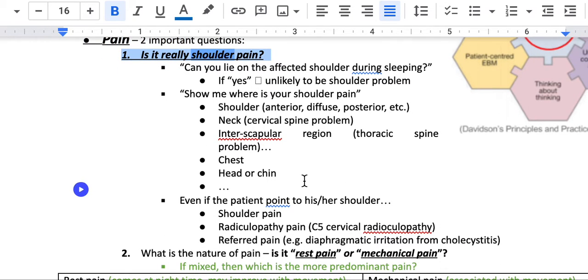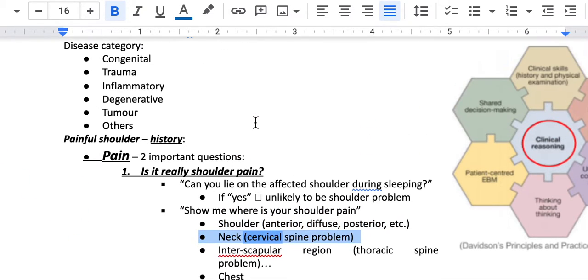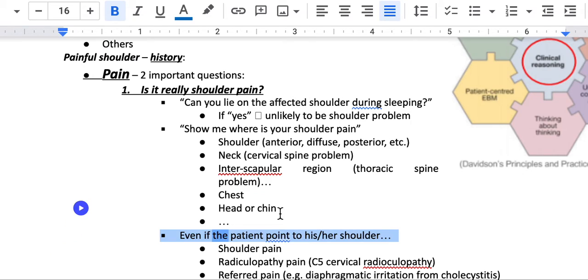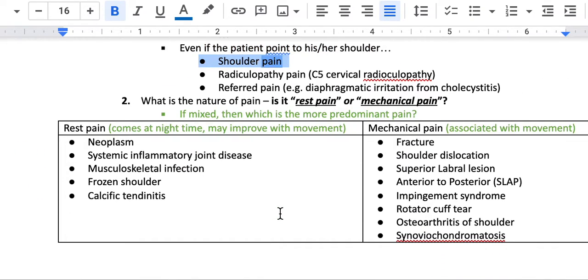1. Is it really shoulder pain? Can you lie on the affected shoulder during sleeping? If yes, it is unlikely to be a shoulder problem. Show me where your shoulder pain is: shoulder, anterior, diffuse, posterior, etc.; neck, cervical spine problem; interscapular region, thoracic spine problem; chest; head or chin. Even if the patient points to his or her shoulder, it may not be shoulder pain, but radiculopathy pain.